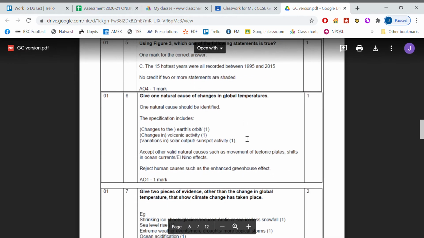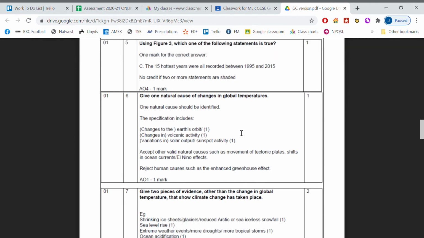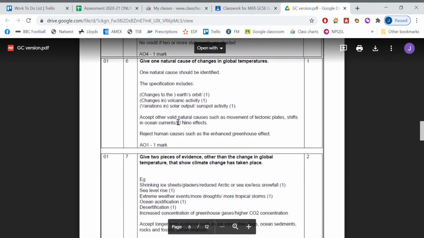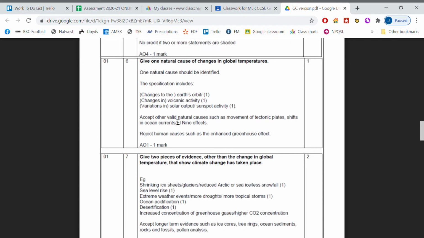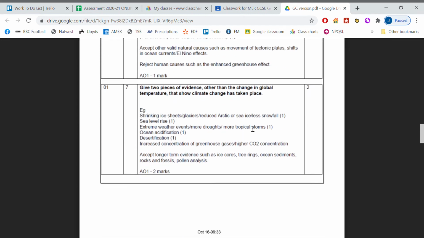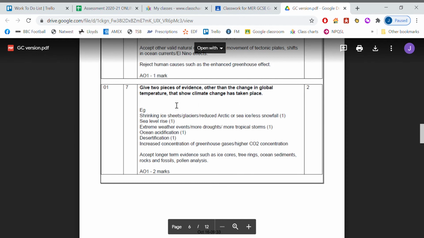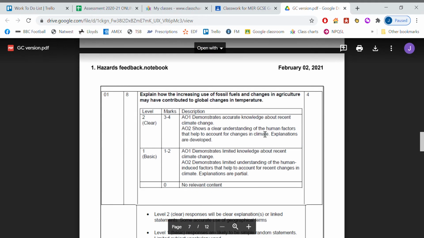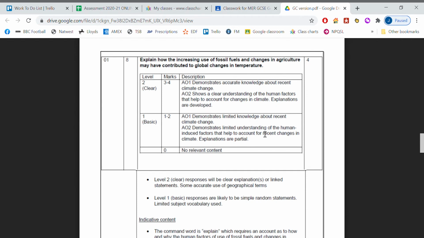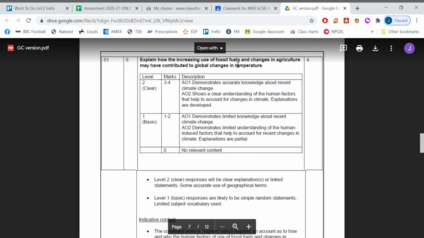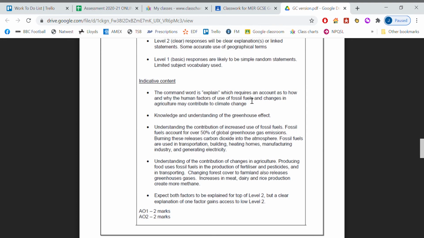Again, the next one's relatively straightforward. Natural causes of climate change. Few people mixed up those, but most of you got it. Two pieces of evidence other than changing global temperature, again, was pretty well answered. Then we're on to our 4-mark question, which again was relatively well answered. You had to explain how both fossil fuels and agricultural changes, so farming changes, have contributed. There's a paragraph on each here in case you didn't get it. Okay, you may have got a comment from a teacher as well on what you need to focus on.